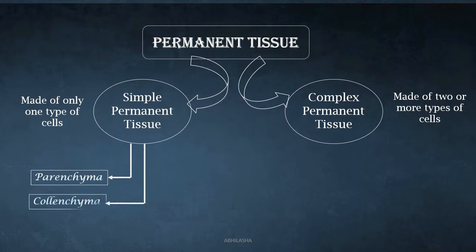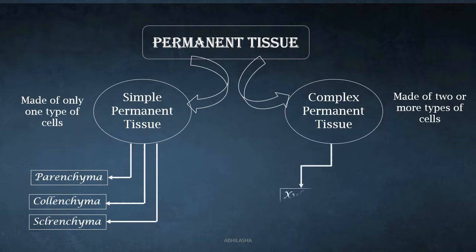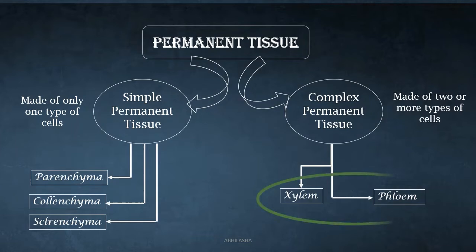Now coming back to simple permanent tissues, these are of three types: the parenchyma, the collenchyma and the sclerenchyma. We'll be studying in detail about all these types in the later slides. The complex permanent tissues are of two types, xylem and phloem. Both xylem and phloem are conducting tissues. Xylem conducts water and phloem conducts food. So these two together form a part of the vascular bundle of plant.